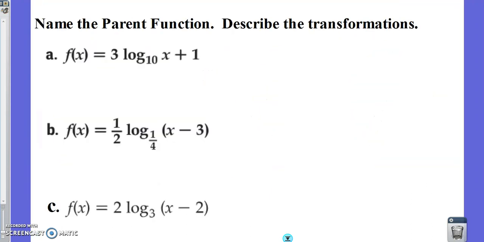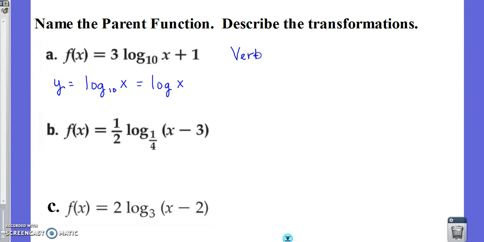We're going to just describe the transformations that have taken place after identifying what the parent graph is. The parent graph basically is take everything else away. So the parent graph of this is log base 10 of x, or like we said, the 10 is not needed, so just log x. That's called the common log.